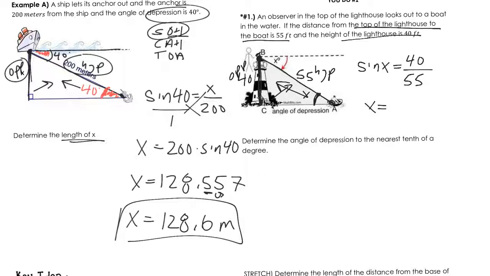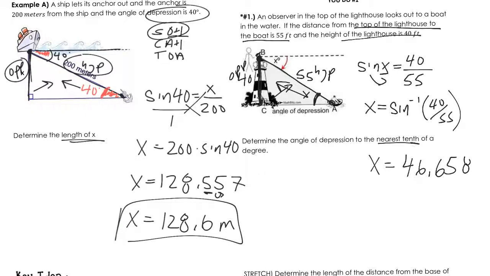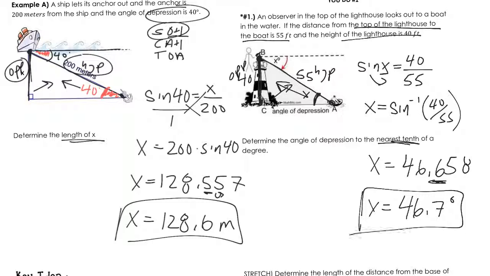So to solve for x, or to find an angle, remember we do the inverse of sine. So to move sine over, sine -1, 40 over 55. So x equals sine -1, or second sine, 40 divided by 55 equals 46.658. And it says to the nearest tenth, so that's this place. So 46.7 degrees. And since that's our angle of depression and elevation, we know it's the same, so we figured it out.